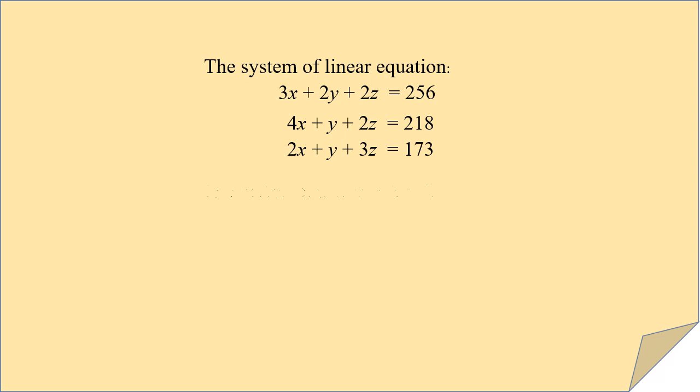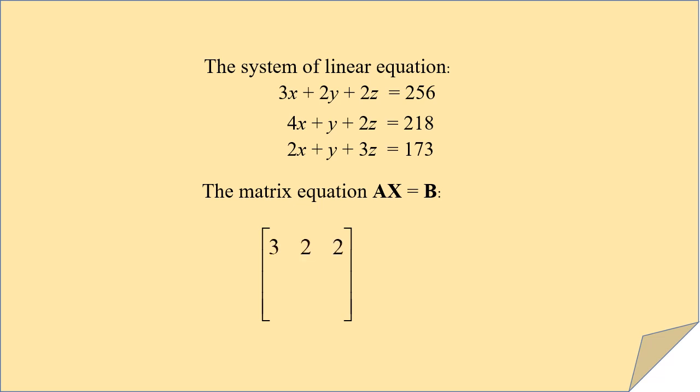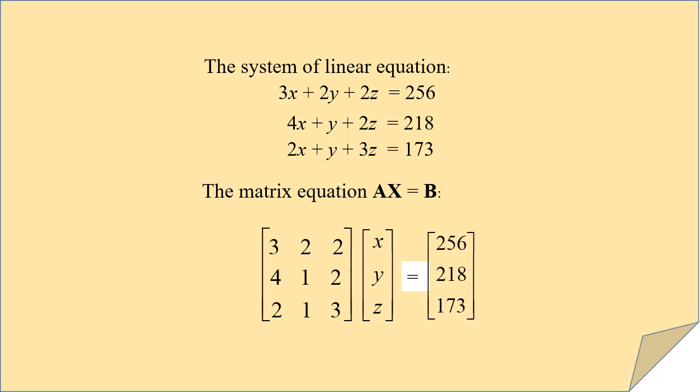So we solved already. Now we want to write it down in matrix form. So separate the coefficient matrix, the variable matrix and the constant matrix. So directly we take the coefficient of each of the variables. We have 3, 2, 2 because we already arranged it in x, y, z form. Okay, so it will be 3, 2, 2, 4, 1, 2, 2, 1, 3, and multiply with the variable matrix x, y, z will be equal to a constant matrix of 256, 218, 173. Okay.